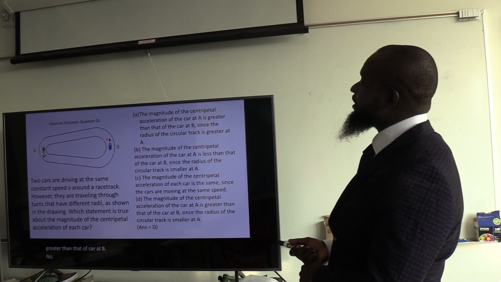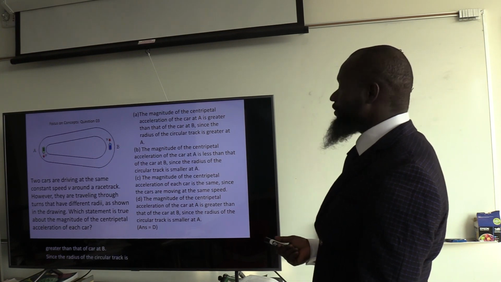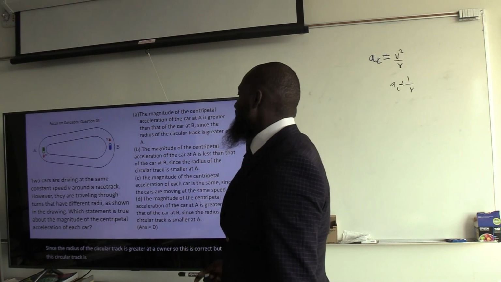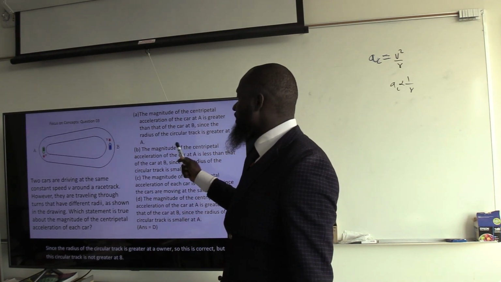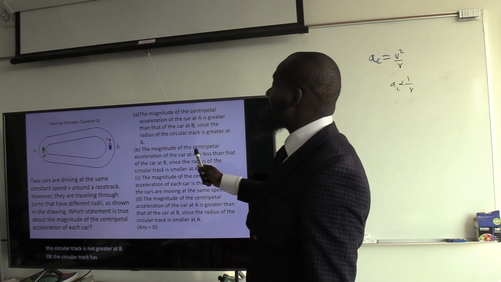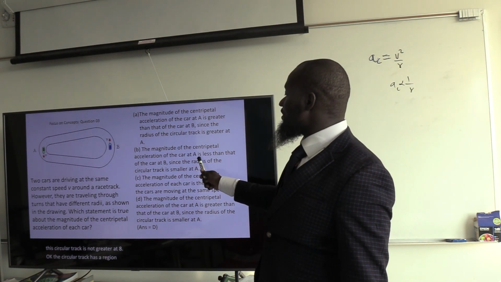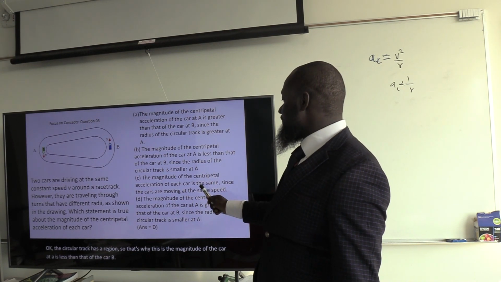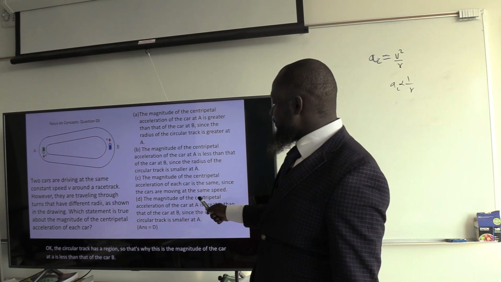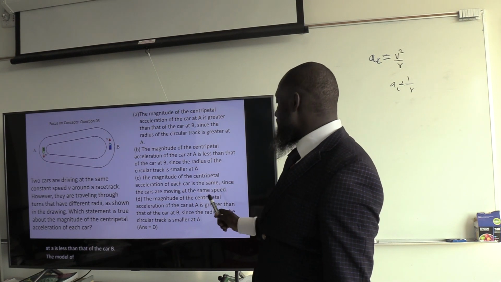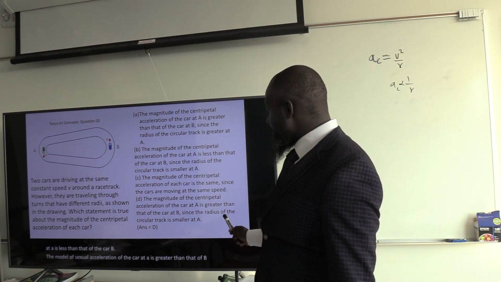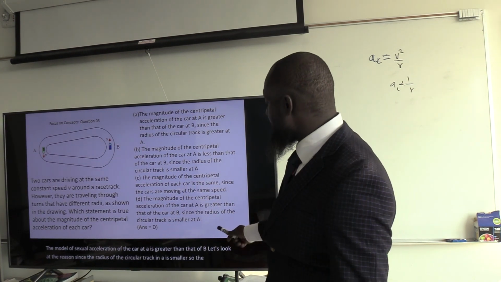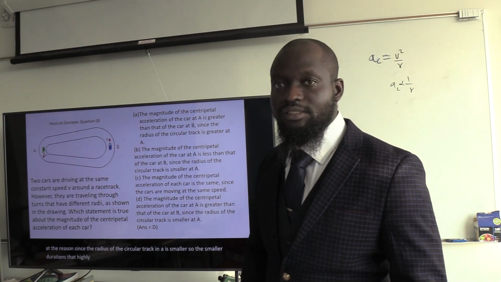Since the radius of the circular track is greater at A. Oh no, this is wrong, because the circular track has a greater radius at B. The magnitude of the centripetal acceleration of the car at A is less than that of the car at B. No. The magnitude of the centripetal acceleration of each car is the same. No. The magnitude of centripetal acceleration of the car at A is greater than that of B. Let's look at the reason. Since the radius of the circular track at A is smaller, the smaller the radius, the higher the acceleration. So that is the correct answer for that one.